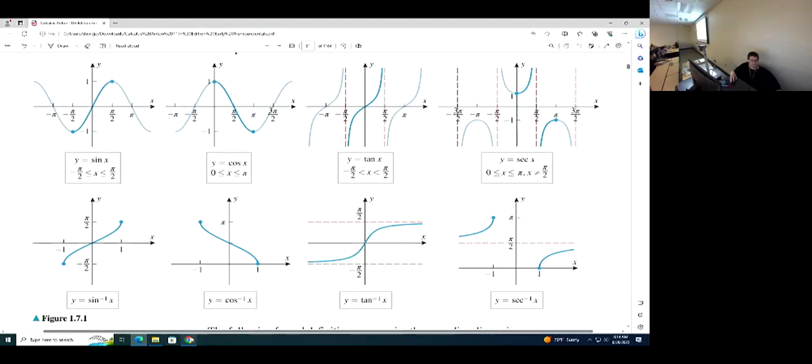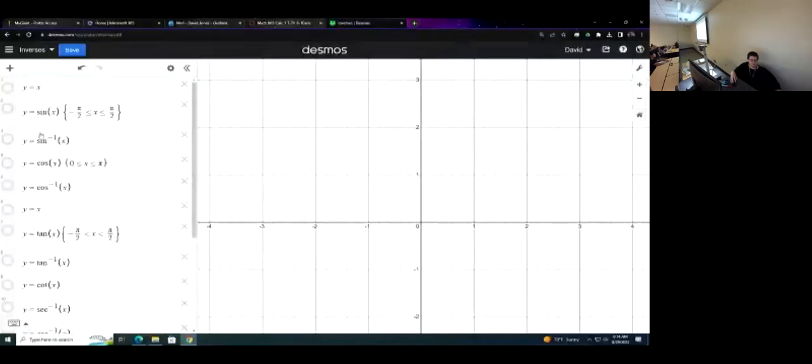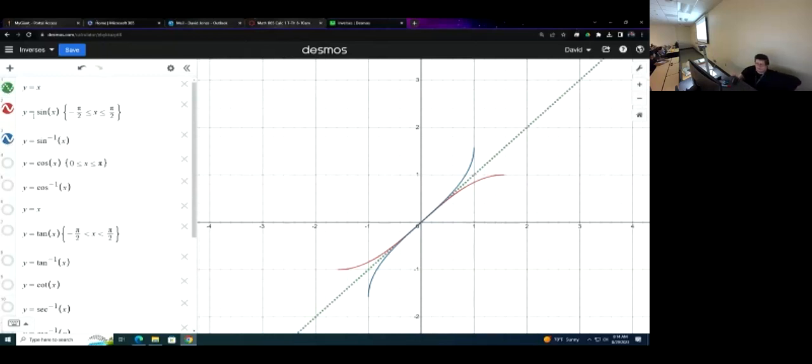I have something in Desmos that might be a little more helpful for you. This is the graph of y equals sine x from negative pi over 2 to pi over 2. And when we graph y equals sine inverse x, it looks like that. Sine is the red one, and sine inverse is the blue one. If I drop the line y equals x on there, we can see that they are reflections of each other across the y equals x line. That's part of what makes these inverse functions.